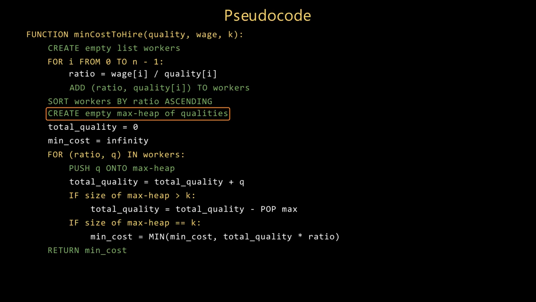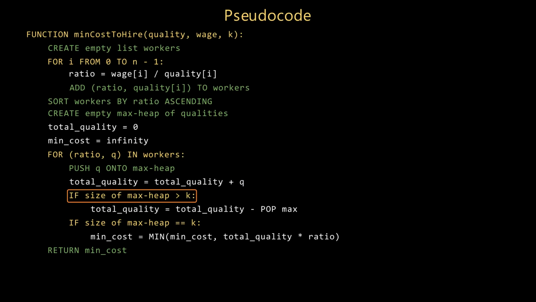We create an empty max heap to hold the qualities of the current team. The running total of team quality starts at 0. And the best cost so far starts at infinity. Now we sweep the sorted workers, one captain at a time. We push the current worker's quality onto the heap. And add that quality to the running total.